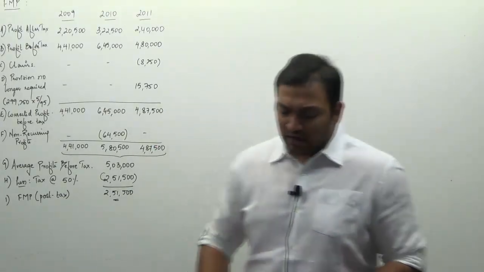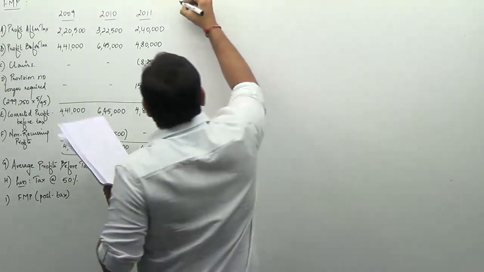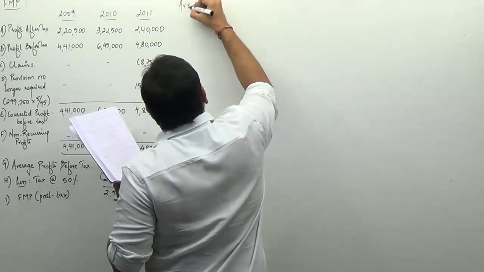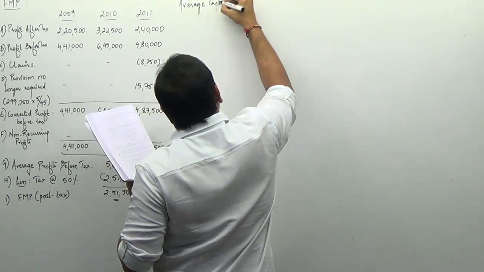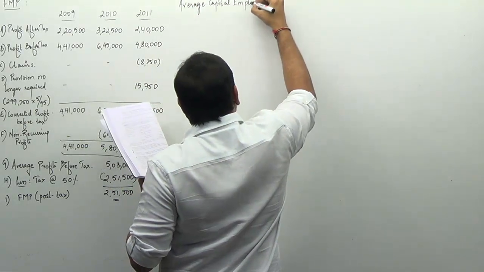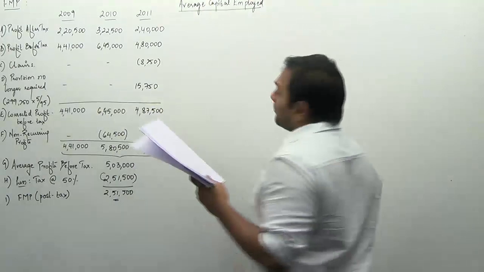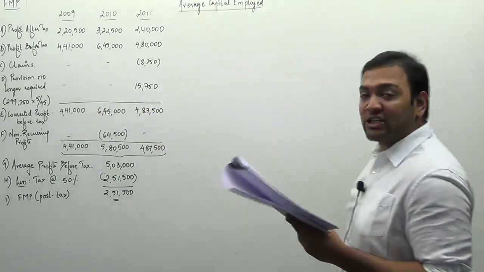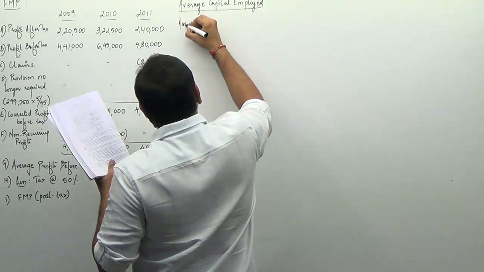So let's start calculating your average capital employed, average of capital employed. First calculate closing and then you can calculate your average by deducting half of current year profits. So first go for the closing. Use the balance sheet, guys, to get the closing capital employed. I'll start with my assets.